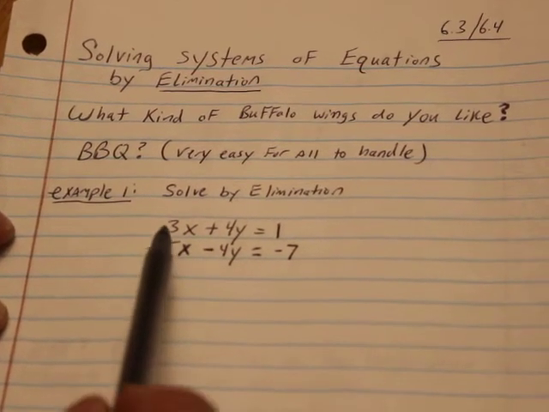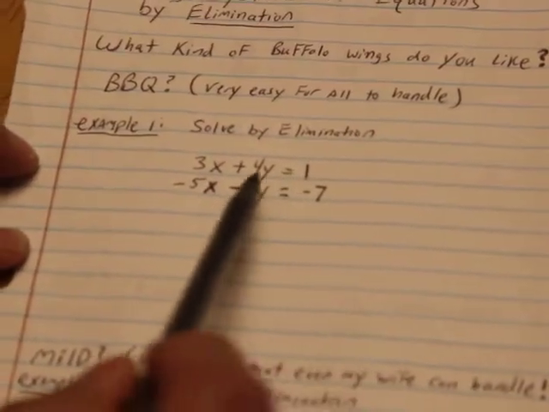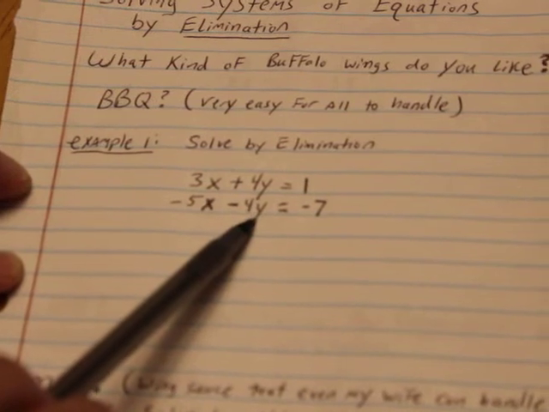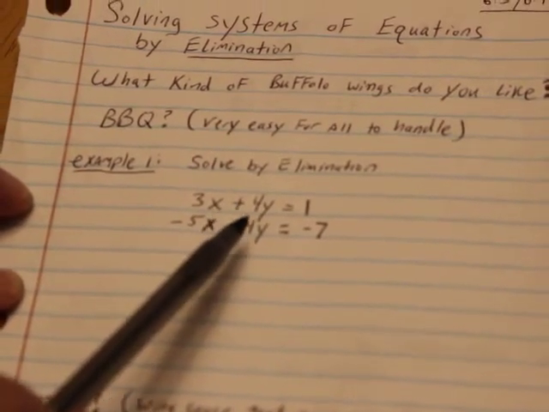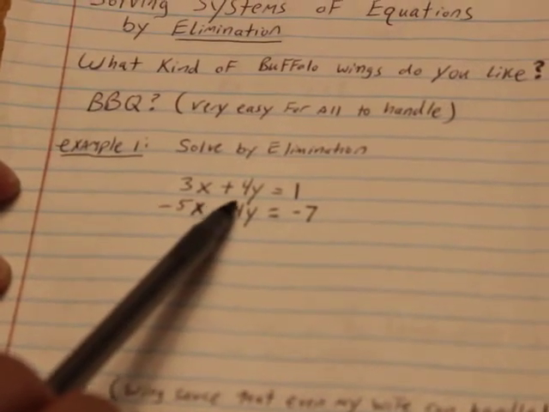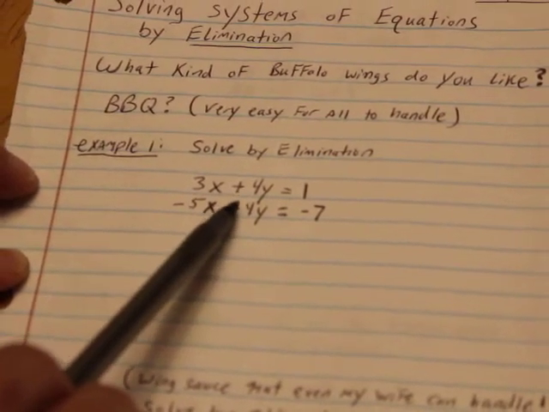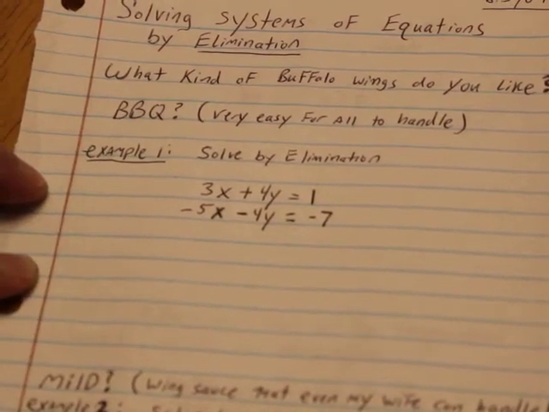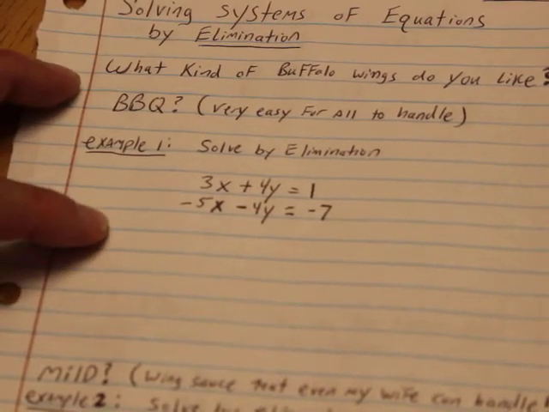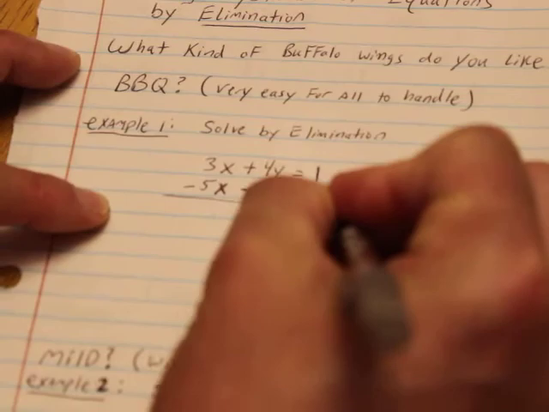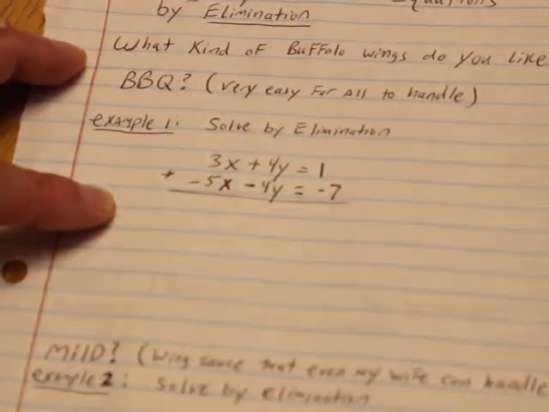That means that I have a system of equations. It's all set up already in standard form. And if you notice, the y variable has the same coefficient, but they're opposite signs. So whenever you see the same variable with the same coefficient and opposite signs, that is a barbecue sauce problem. So how do I handle a barbecue sauce problem? Well, I draw a line underneath both equations, and then I'm going to add the two equations together.